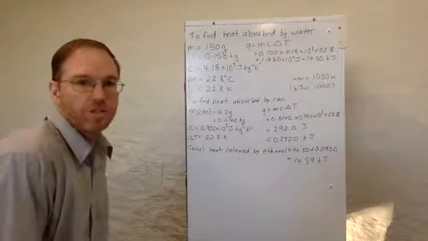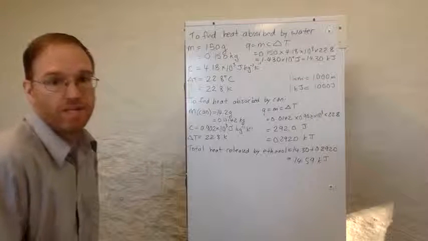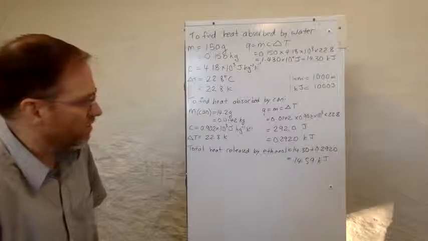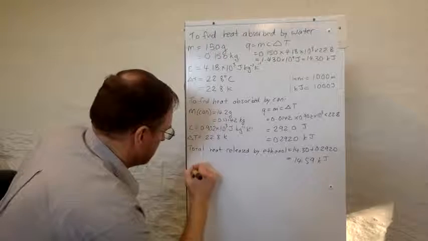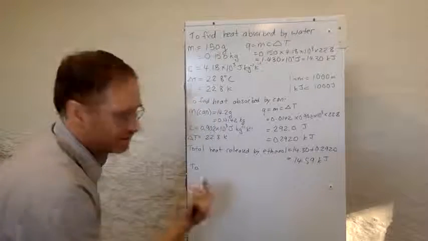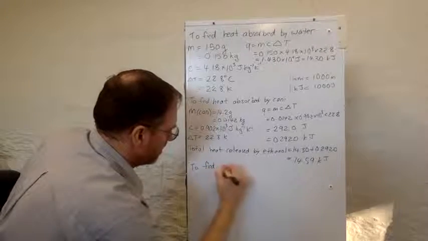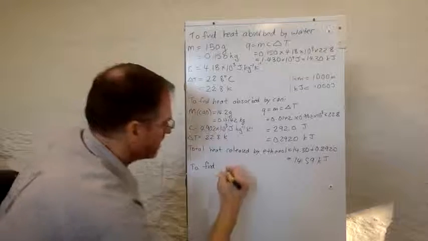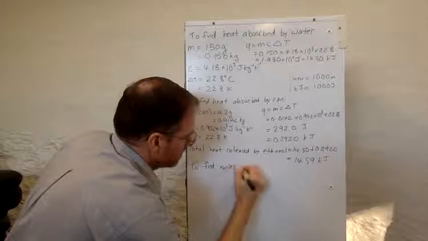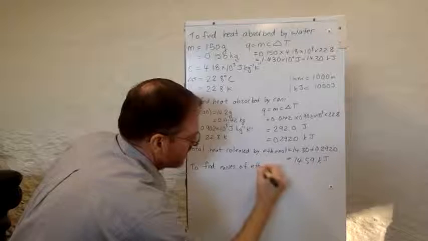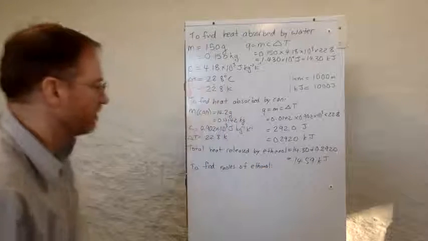The second thing I want to do is work out how much ethanol actually combusted. I need to know the number of moles of ethanol. So how do we do that? Again, I like to put little headings to show what I'm doing. To find the amount of ethanol, I'm going to put moles of ethanol, just so that I don't get confused and I know exactly what I'm doing. What do I need to know to do that?